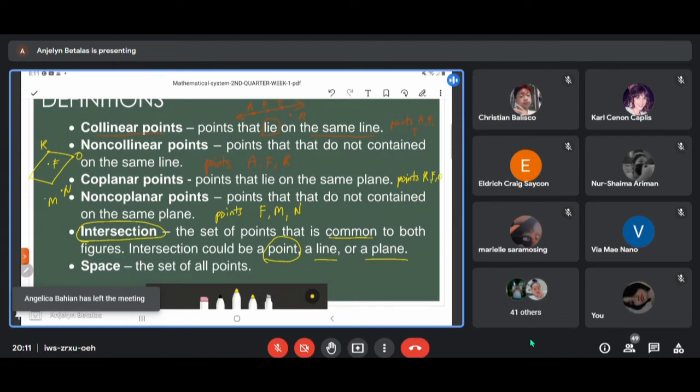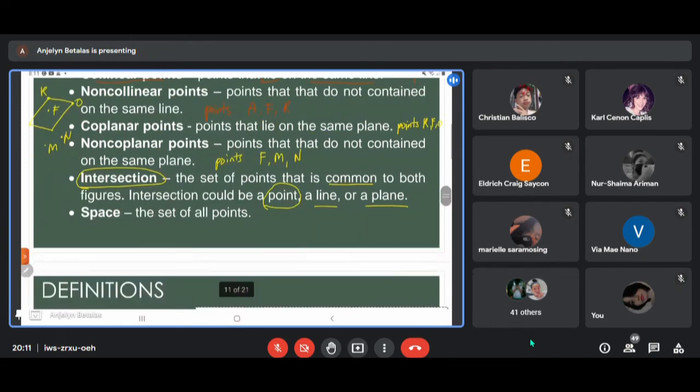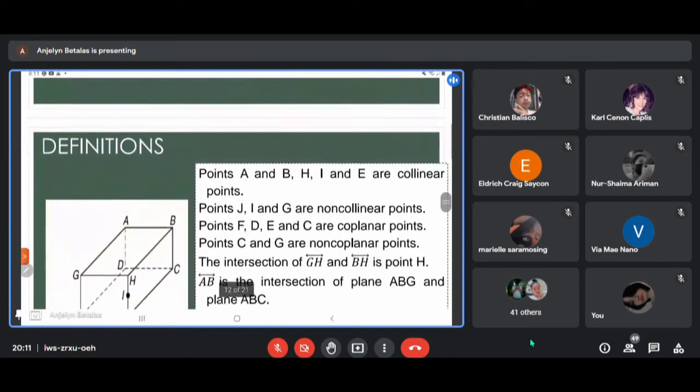Okay, question. And then next, the space. Space is a set of all points. Okay, proceed to another one.